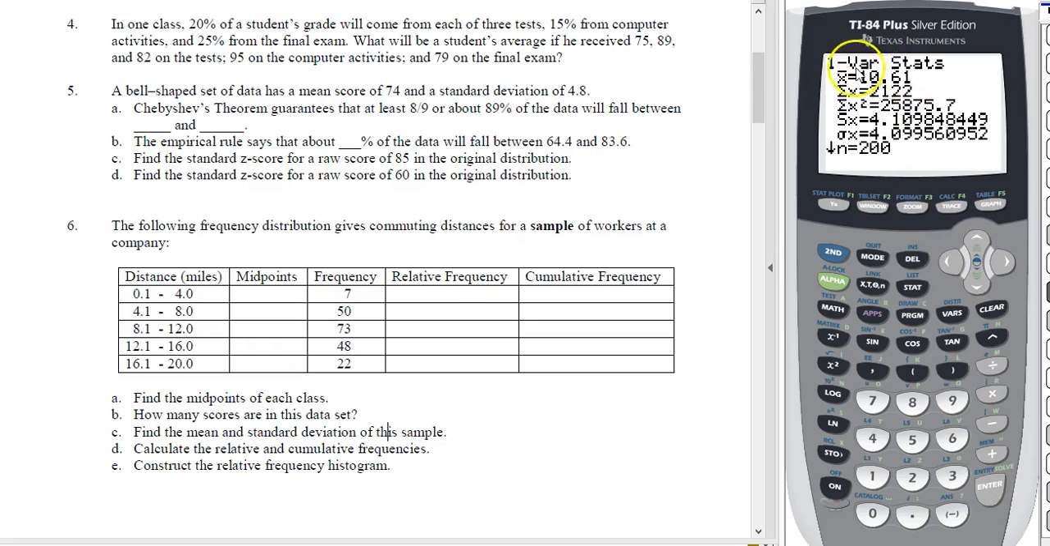And there's your mean, 10.61, and the standard deviation depends on whether it's a sample or population. This one's a sample. We want S. 4.1098 actually rounds to 4.110. I will do the rest of the problems in this review in a separate video.